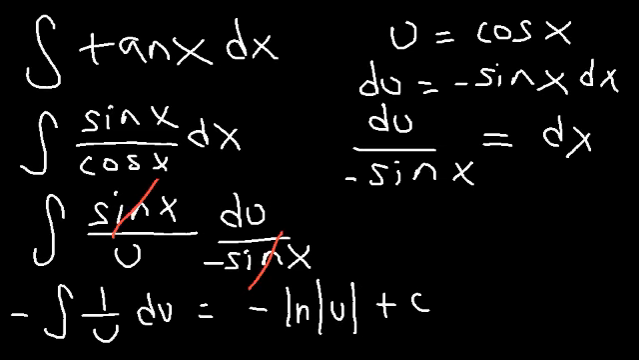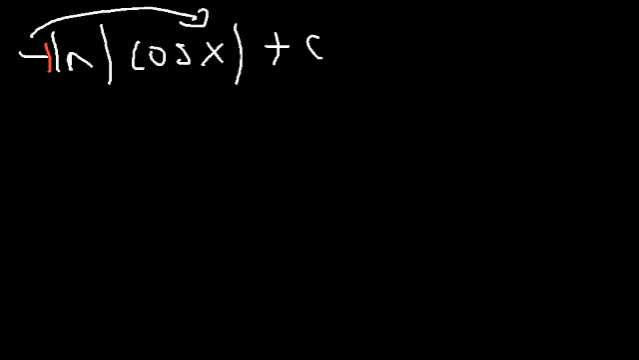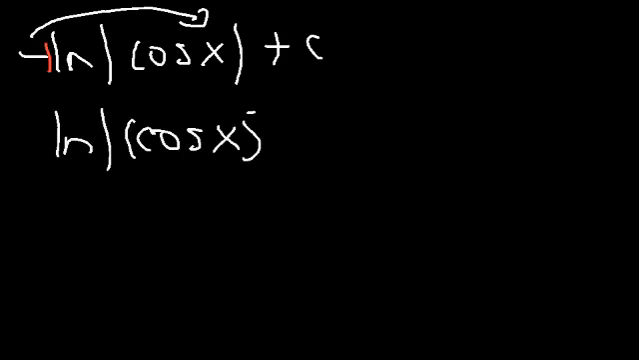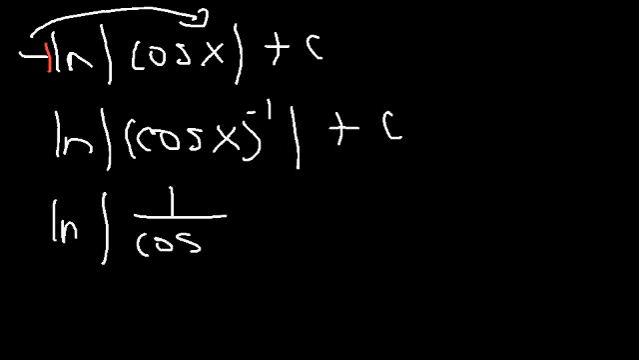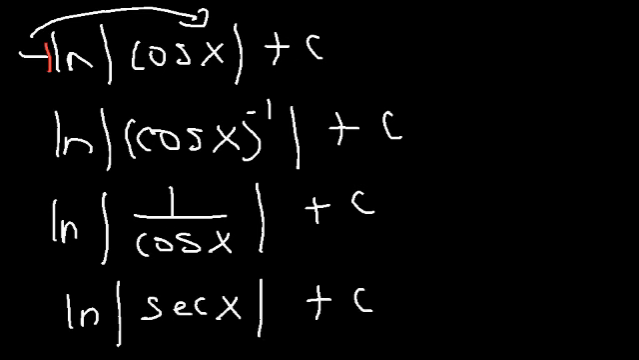Now we can replace the u variable with cosine. So what we now have is negative ln cosine x. Now there's a negative 1 in front of here. A property of natural logs allows you to take the coefficient and move it inside of ln. So this is going to be ln cosine x to the negative 1 power plus c, which is the same as ln 1 divided by cosine x. Now 1 divided by cosine is secant, so the final answer is ln secant x plus c. That is the antiderivative of tangent x.